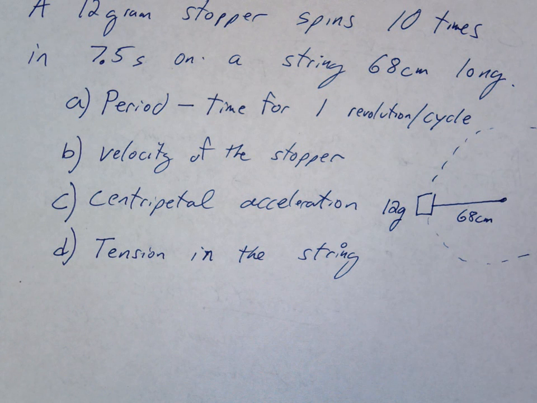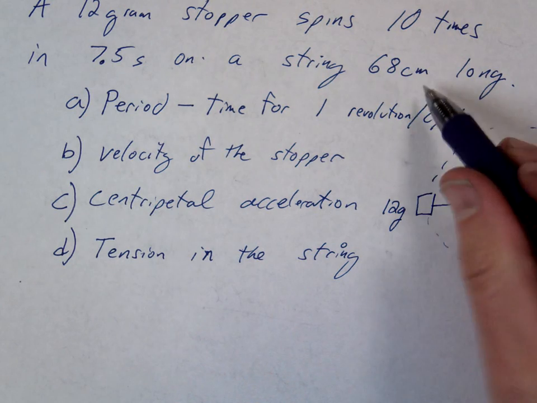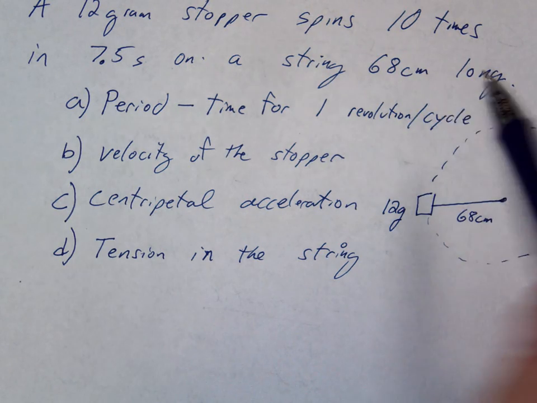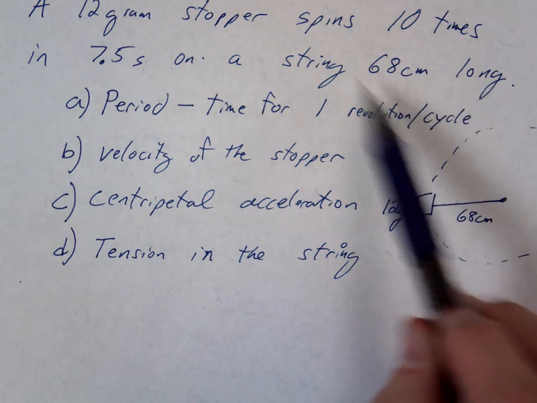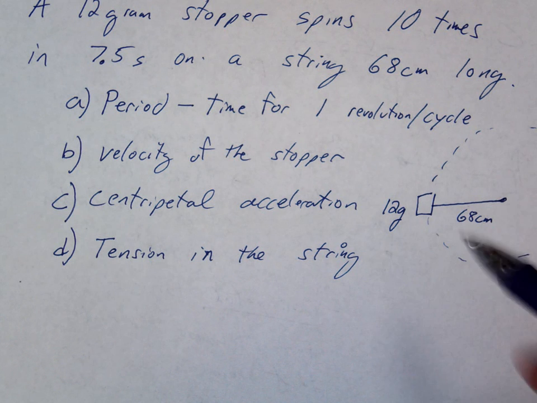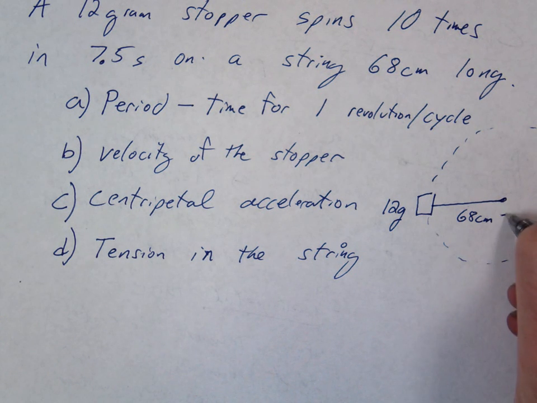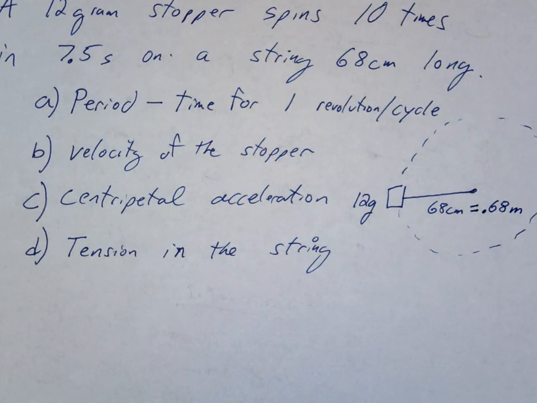You said that was 68, so this would be the radius, right? But I thought you said the radius was... Oh, okay, good. That's a good point. One of the first things you have to do is make sure you convert that. So 68 centimeters, before we start doing the math on this, what should we change this to? Change it to meters. So that's 0.68 meters.